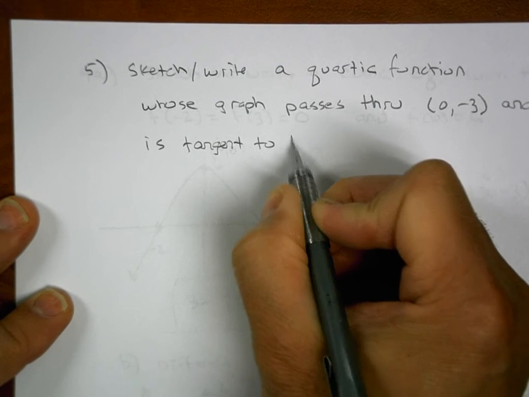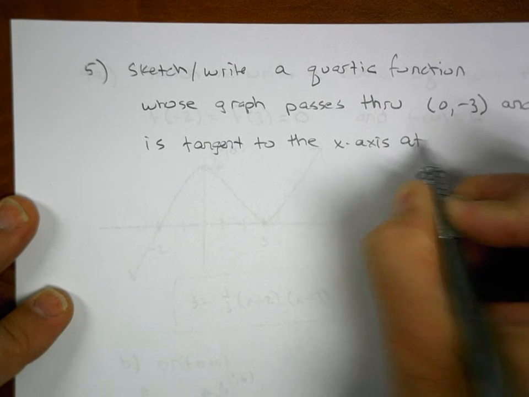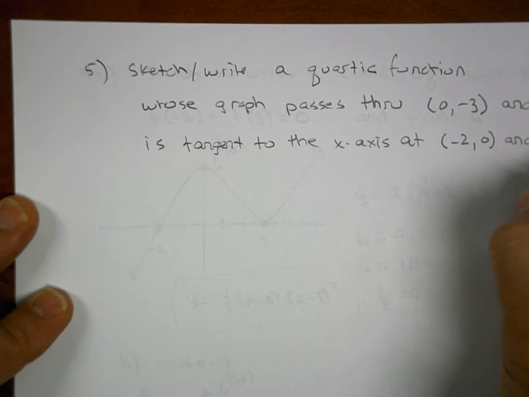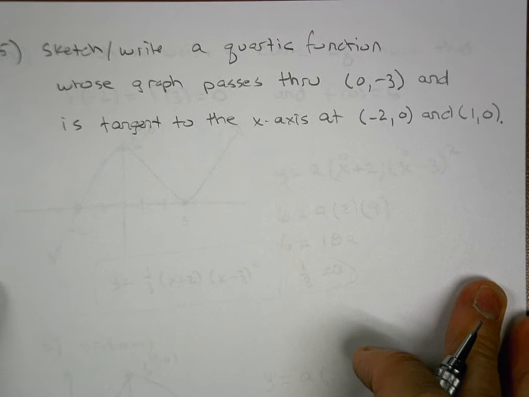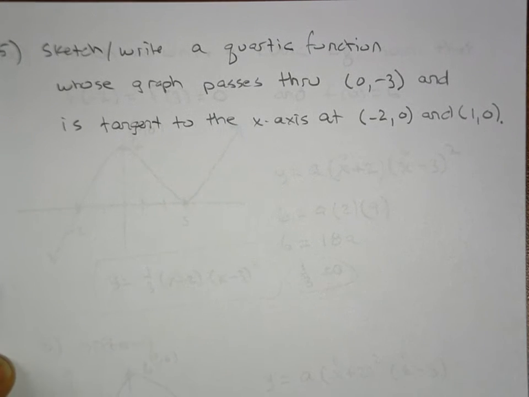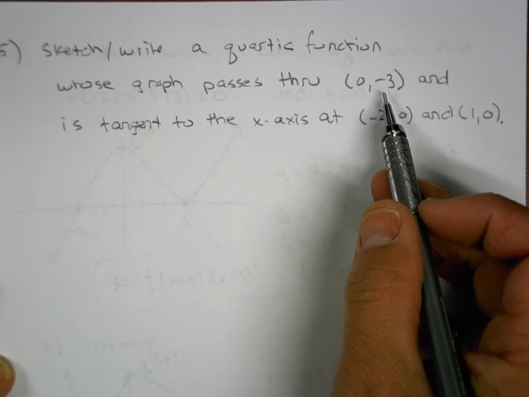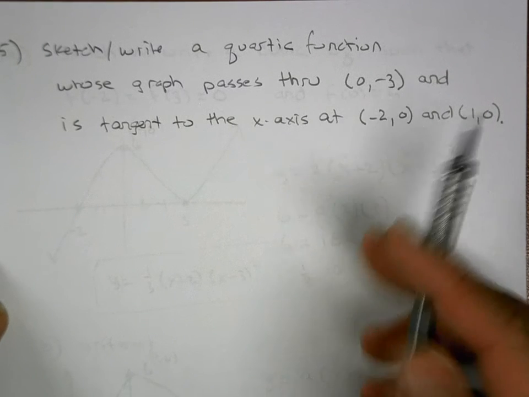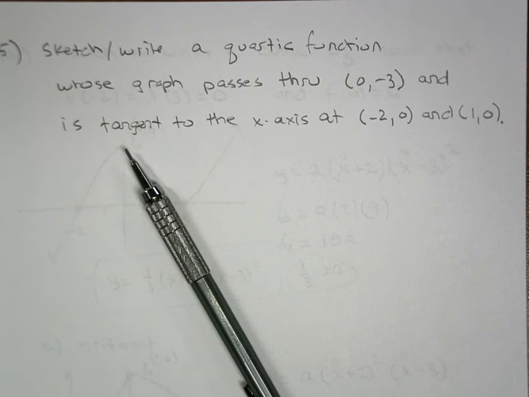to the x-axis at these two places, -2, 0 and 1, 0. So sketch and write a quartic 4th degree function whose graph passes through the point 0, -3, it's the y-intercept, and is tangent to the x-axis at these 2 points. What does tangent mean? What is, if it's tangent to the x?